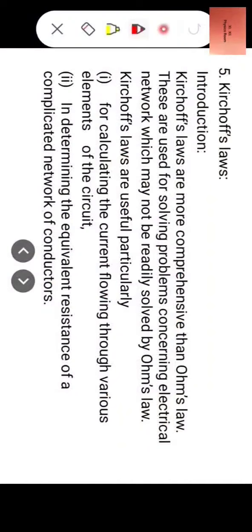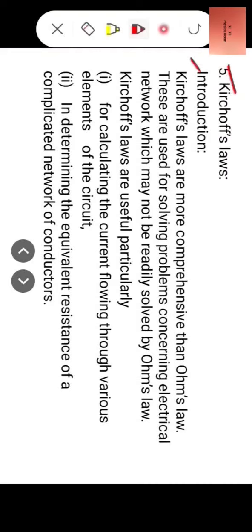Hello friends, continuing with the chapter of current electricity. Today we come to the fifth part of the mind map as shown initially at the beginning of this chapter, that is Kirchhoff's laws. Today's topic is Kirchhoff's laws.